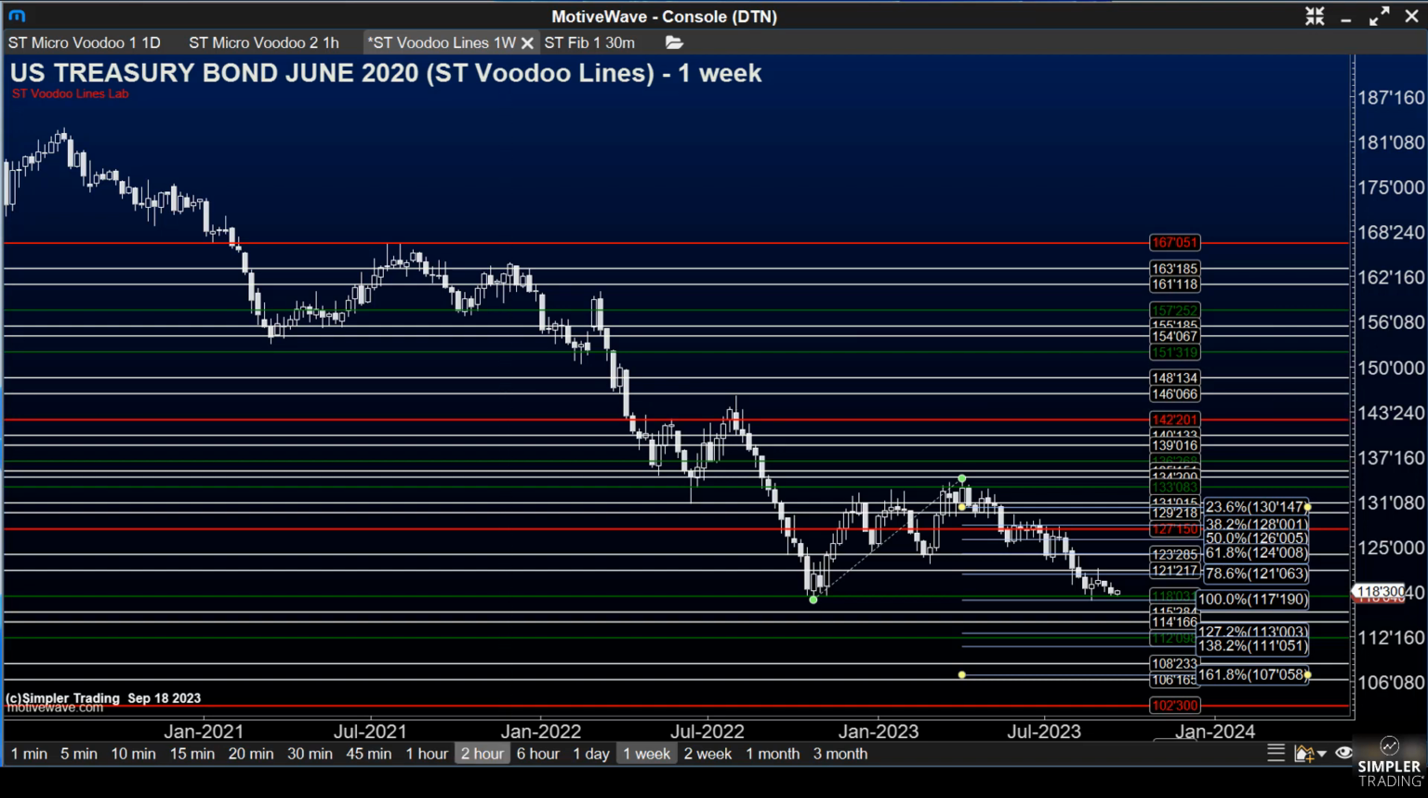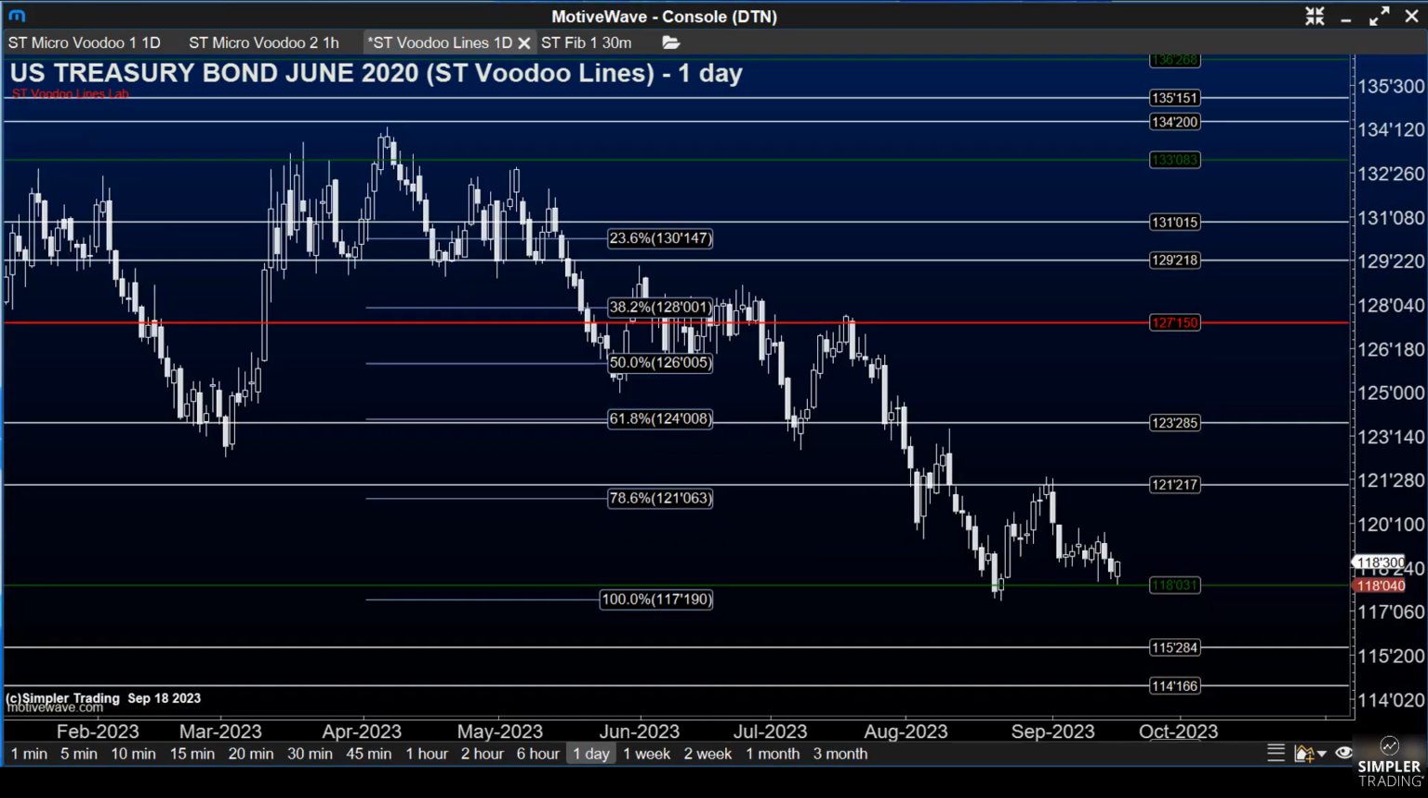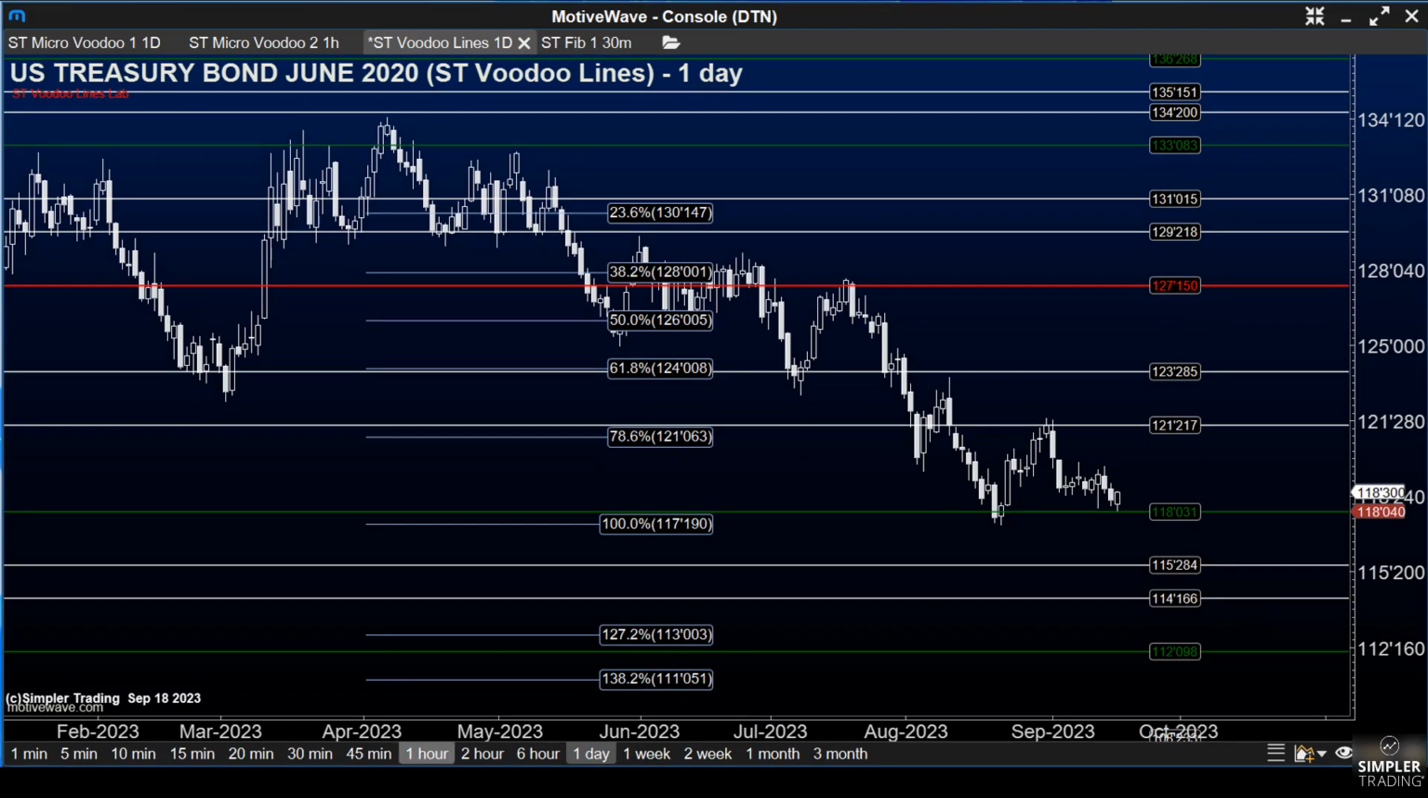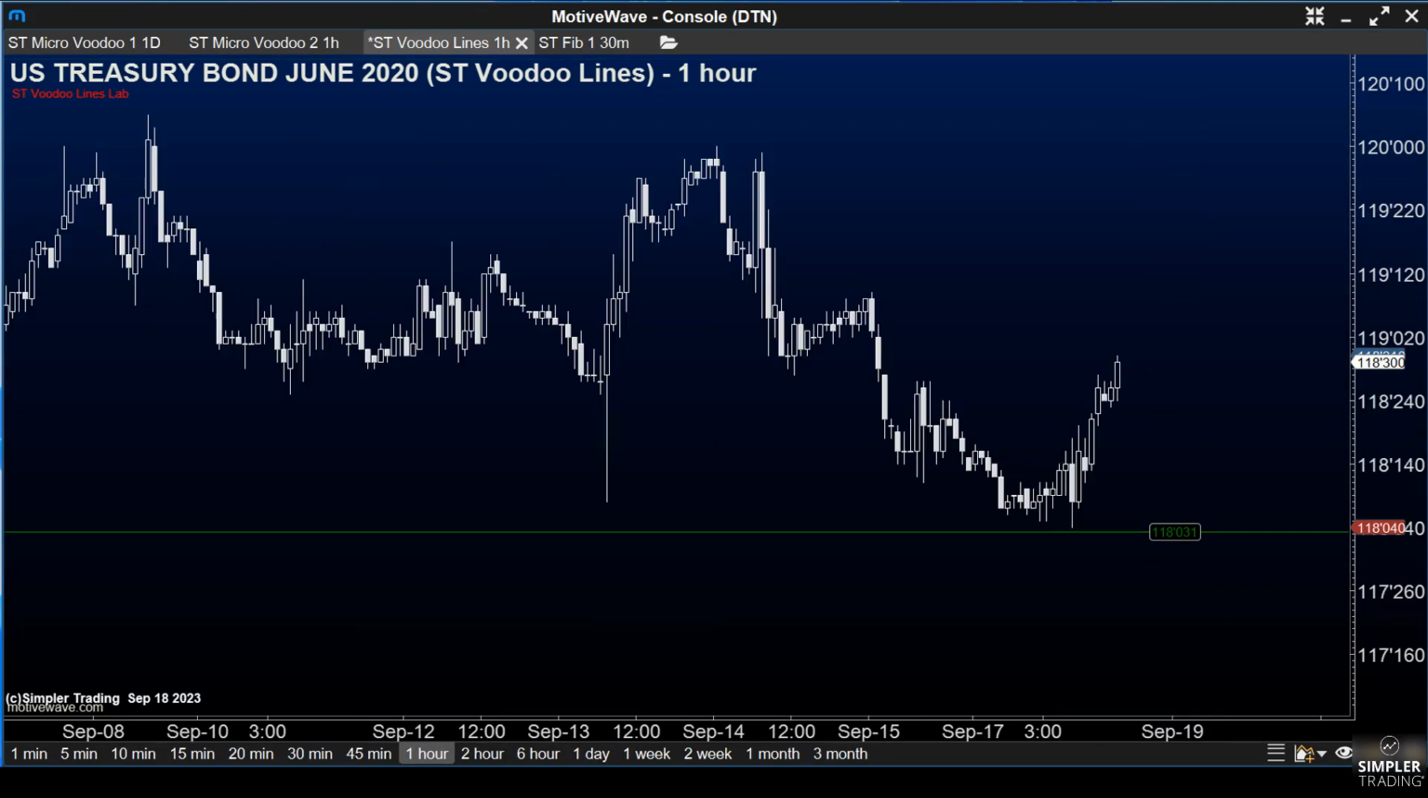Now, like I said, we do need to see that tree line break and resistance underneath it. But if the market can do that, then I think it does set up, as I said, that next tree line down as a potential next step.